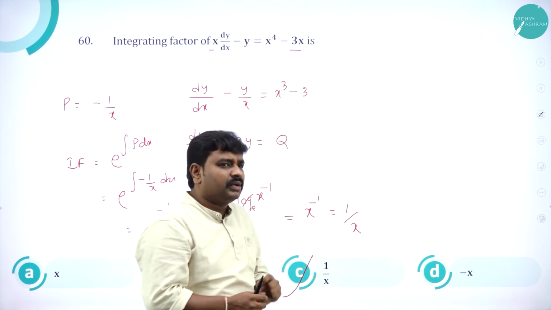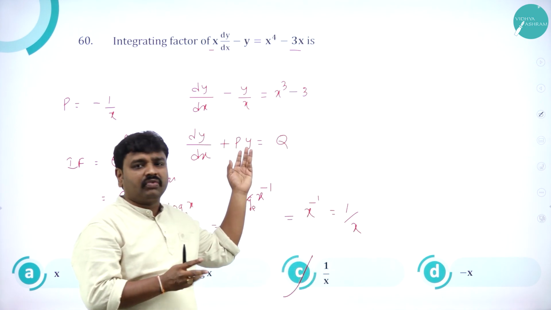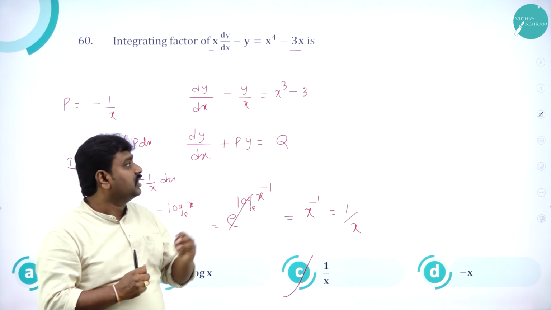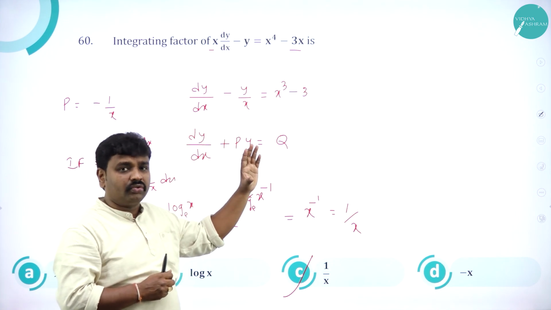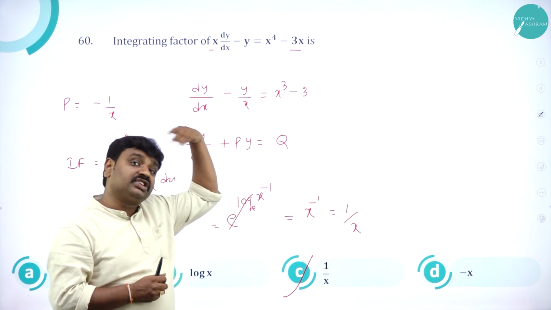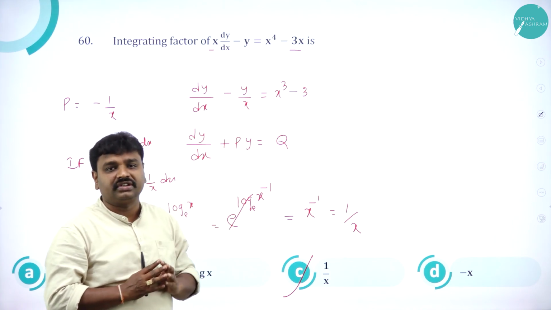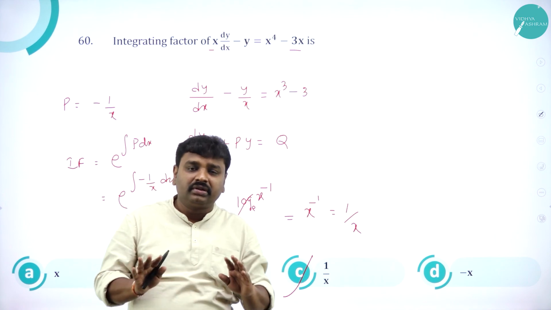My dear students, in almost all CET papers, you can find one problem based on the integrating factor. You have to just rearrange in standard form, either dy by dx plus py equal to q, or if the problem matches with dx by dy, you have to see and rearrange. So now, I am concluding the 2016 CET paper.